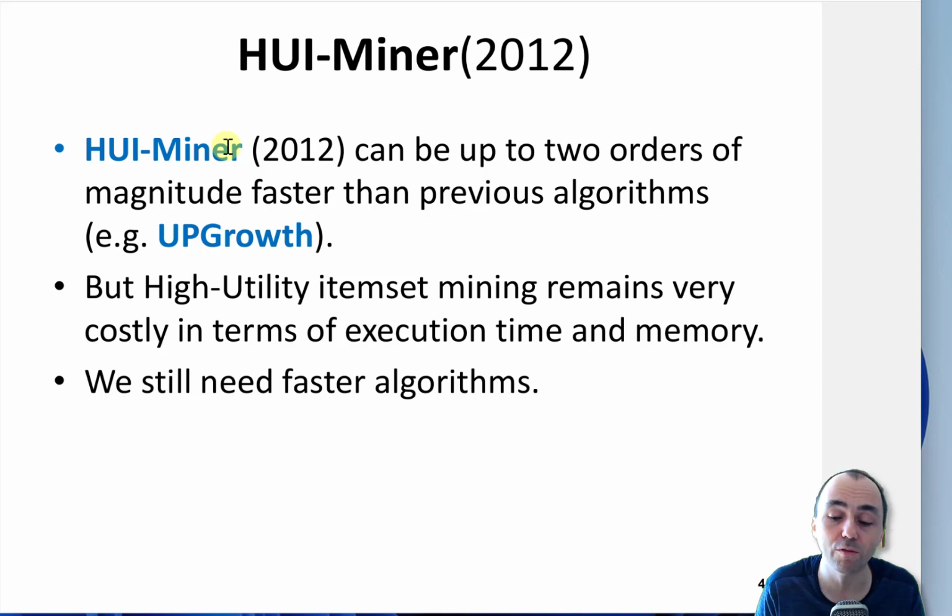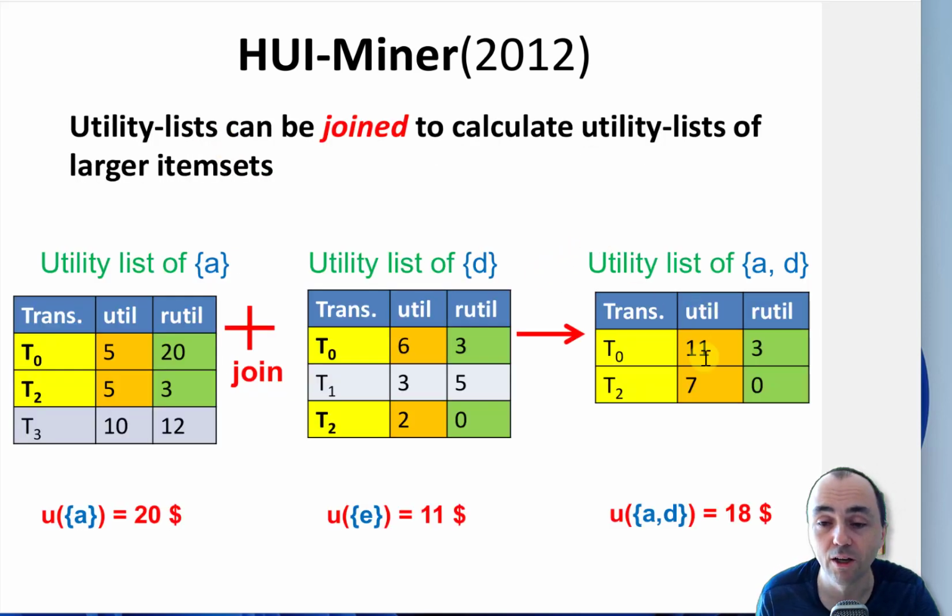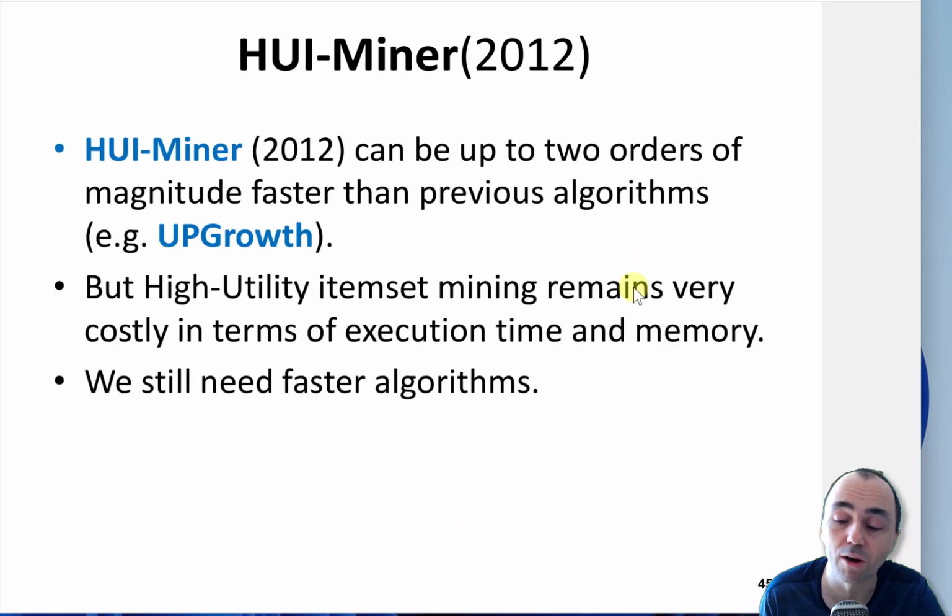So for example, for A and D, if I go back, we find the upper bound will be 18 plus 3. So anything that starts with AD cannot make more than $21. So using this upper bound, HUI-MINER can decide whether to continue to search extensions like ADE or ADF and others, okay. So this is how HUI-MINER will find the solution quickly for the problems.